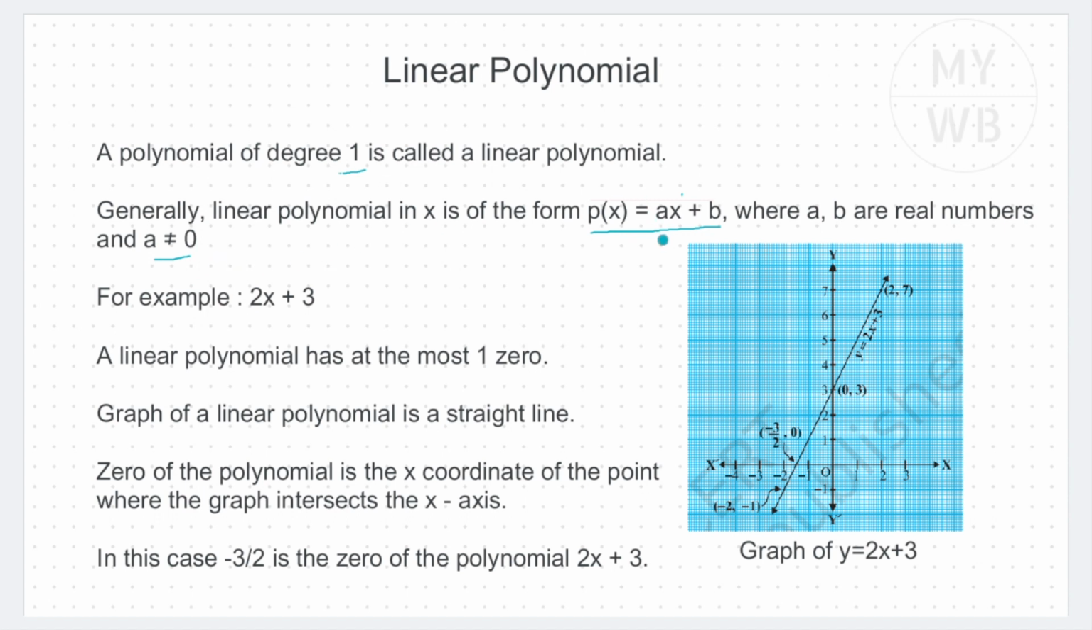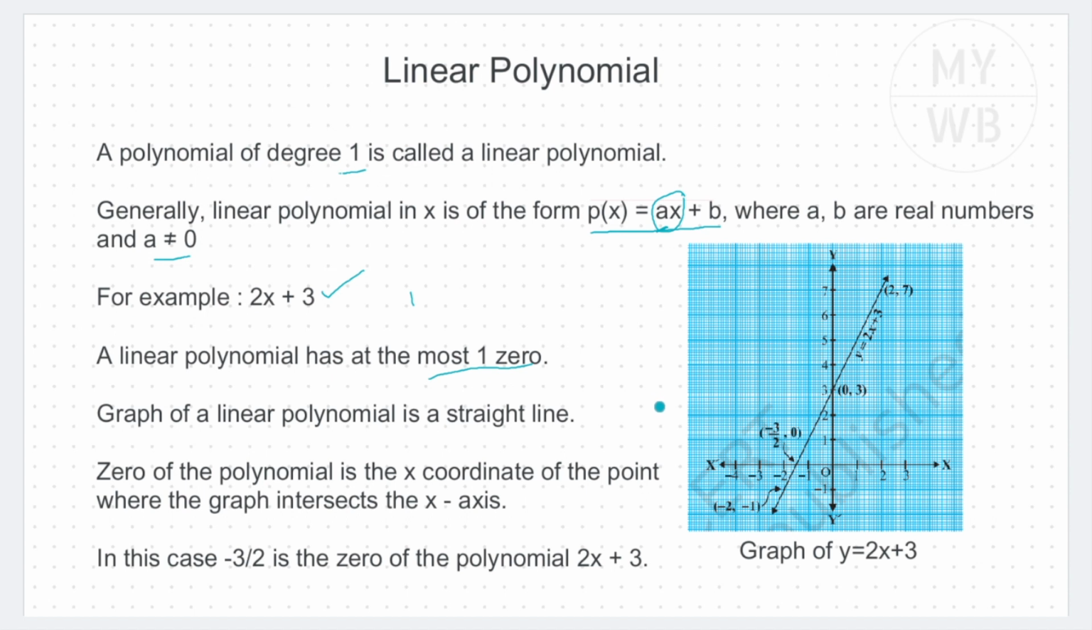If a is 0, then this entire term will vanish, leaving us with only a constant. So p of x will no longer be a polynomial in terms of x. So for this expression to be a linear polynomial, the coefficient of x, that is a, should not be equal to 0. Now this is an example for a linear polynomial.